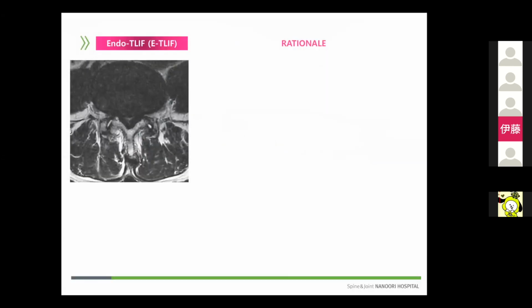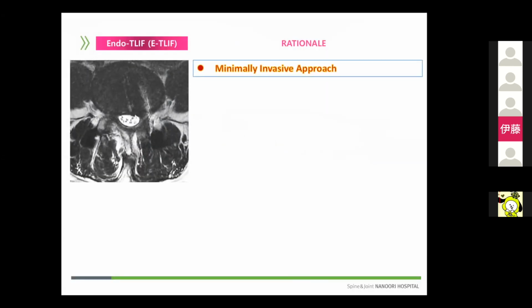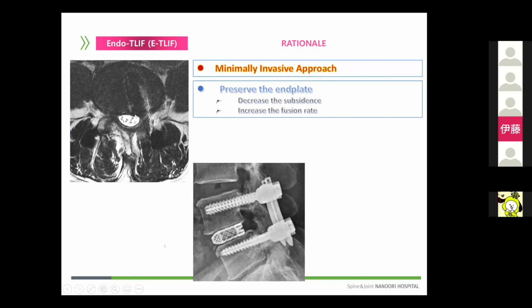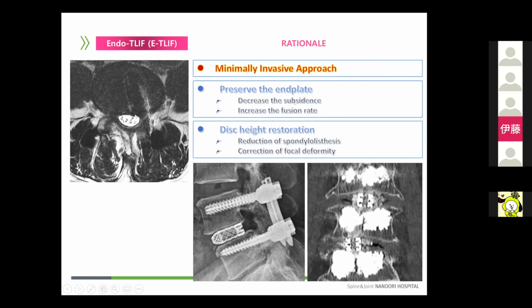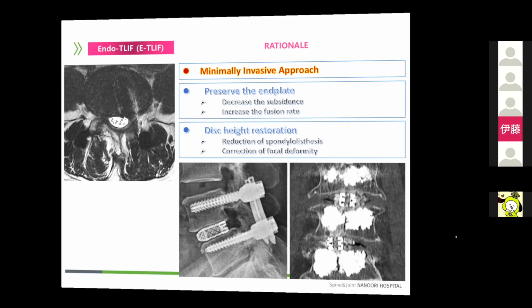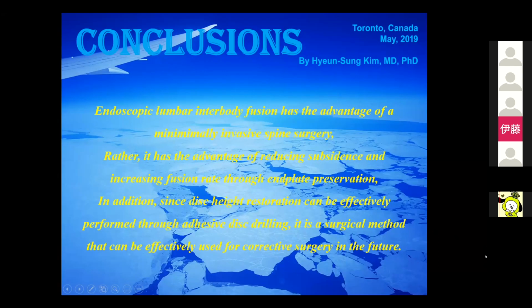Because of that, endoscopic lumbar interbody fusion first started with the rationale of minimally invasive spine surgery, like a minimal skin incision and early return. But unfortunately, that is not the true rationale. The true rationale is, first, to preserve the endplate to decrease the subsidence rate and increase the fusion rate. And the second rationale is disc height restoration with reduction of spondylolisthesis and correction of focal deformity.